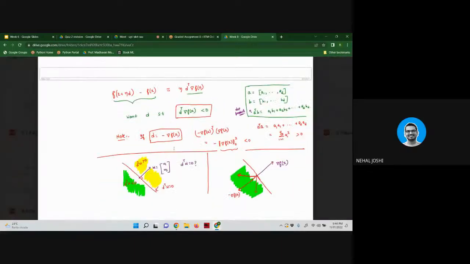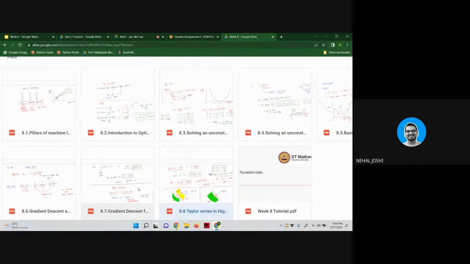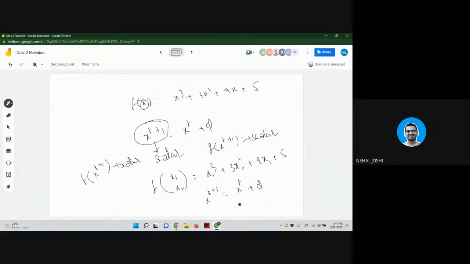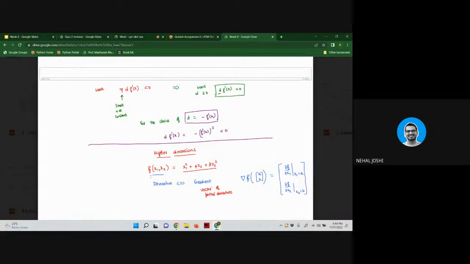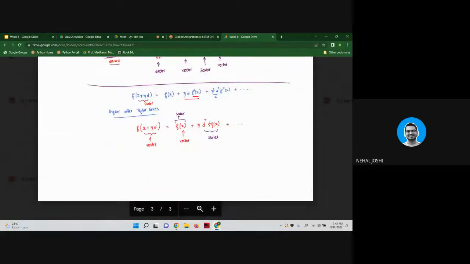I have one question, if you don't mind, before we go ahead from the Taylor series. Usually, if we are dealing with three dimensional data points, in that case, will the third element in the Taylor series be a third derivative? I can see a pattern where there is f of x, then the gradient of f of x. Will the third term be eta square into something?